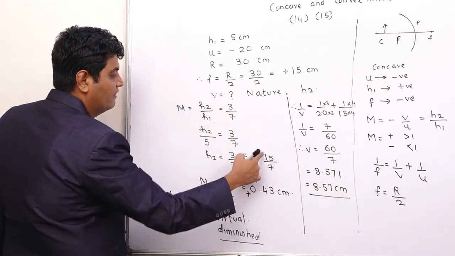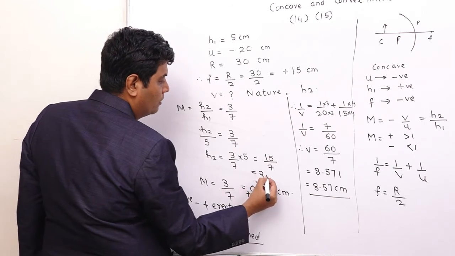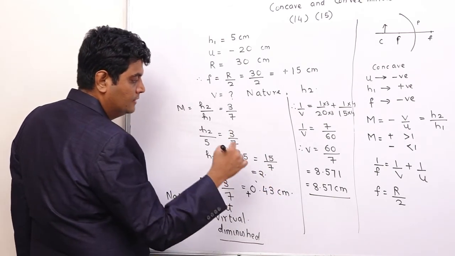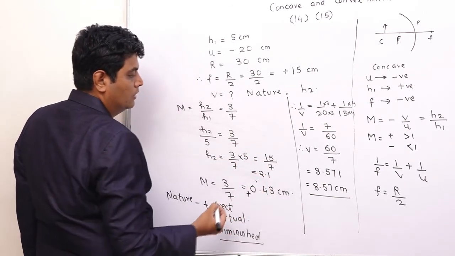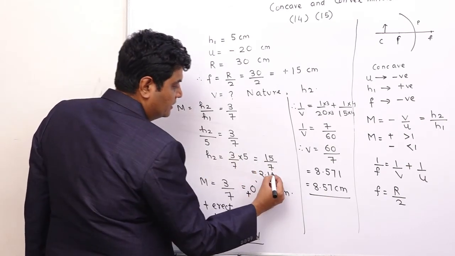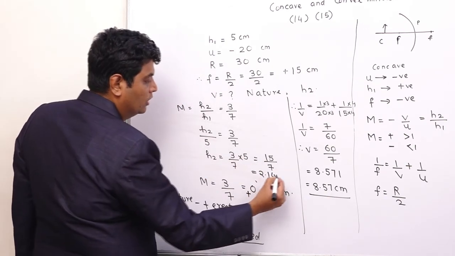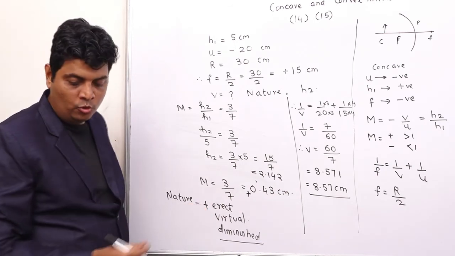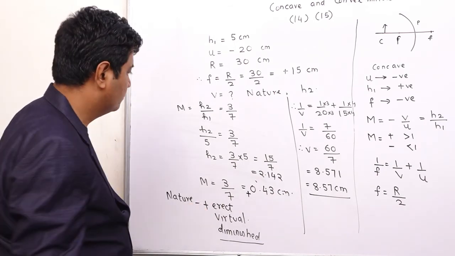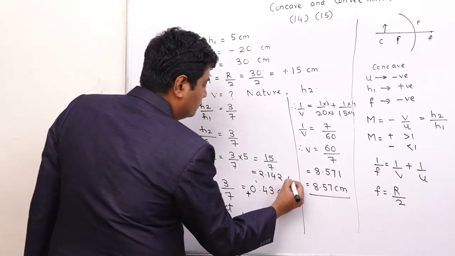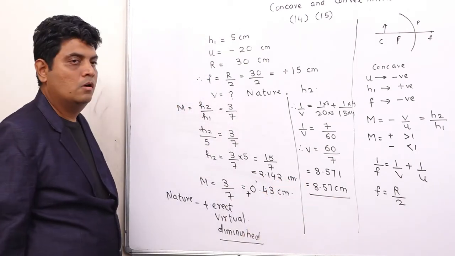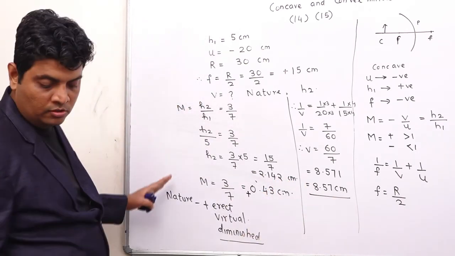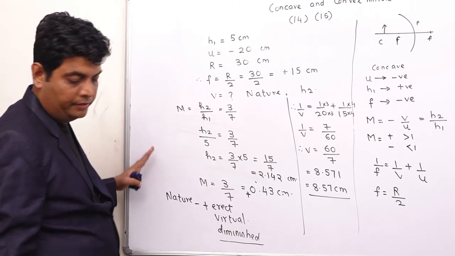What is 15 upon 7? 7 2s are 14, remainder 1, 10, 7 1s are 7, 3, 30, 7 4s are 28, 2, 20, 7 2s are 14. So it will be 2.142 centimeter. Okay, so this is your sum number 14.